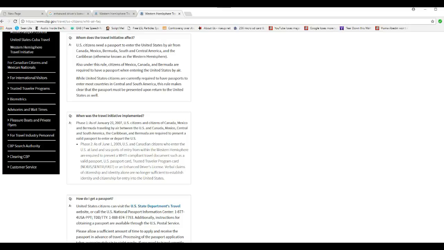That's phase one. Phase two, as of June 1, 2009: U.S. and Canadian citizens who enter the U.S. at land and sea ports of entry within the Western Hemisphere are required to present a WHTI-compliant document such as a valid passport, U.S. passport card, trusted traveler program card, or enhanced driver's license. Verbal claims of citizenship and identity alone are no longer sufficient to establish identity and citizenship for entry into the United States. So, here we have it.